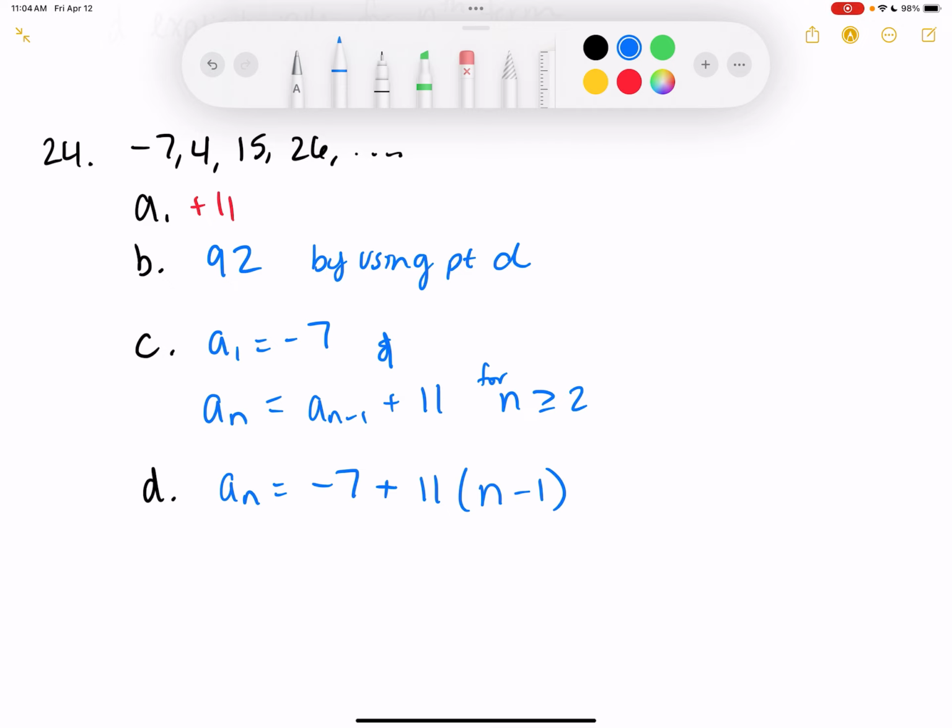And then if y'all feel like you're ready for the quiz Tuesday, we'll go ahead and take the quiz Tuesday. But if you feel like we need a little more time, we can bump it.